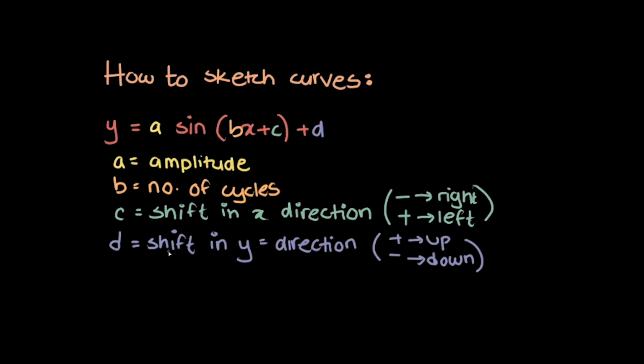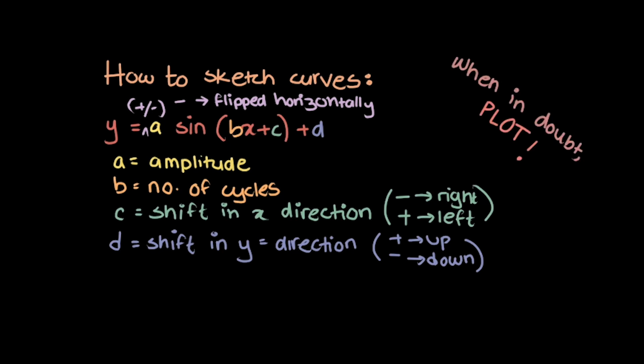Similarly, next up we'll take a look at d, which signifies a shift in the y direction. This one's easy to recall. A positive d makes the curve go up, while a negative makes the curve go downwards. Lastly, don't forget to check the sign before the sine or cos segment of the function. If the sign is negative, the curve gets flipped horizontally. If you have time on your hands, I'd still suggest plotting. Just choose the values to input effectively.